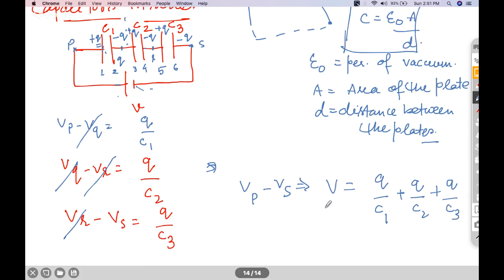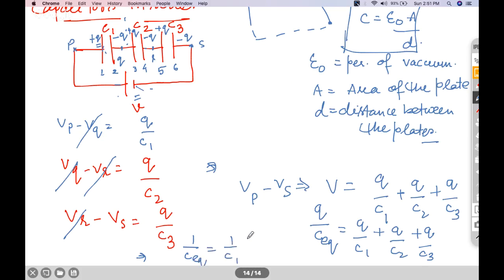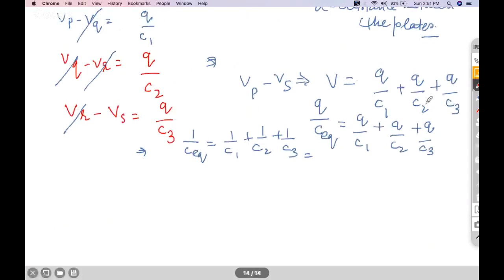I can write this V as Q by C because charge Q is getting transferred from this battery. So Q divided by C equivalent is equal to Q by C1 plus Q by C2 plus Q by C3. And that's why the Q gets eliminated. So I get 1 by C equivalent is equal to 1 by C1 plus 1 by C2 plus 1 by C3. So this is in the series. Now I'm doing it when they are in parallel.